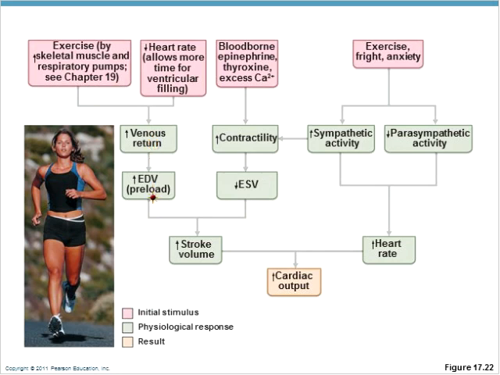There's increased venous return. There's an EDV preload, if you will. Blood-borne epinephrine, thyroxine, and excess calcium come in, increasing contractility. ESV decreases, stroke volume increases, and cardiac output increases. When we have exercise, fright, or anxiety, sympathetic activity and parasympathetic activity both have an effect on the heart rate, which can manage cardiac output, as you can see.